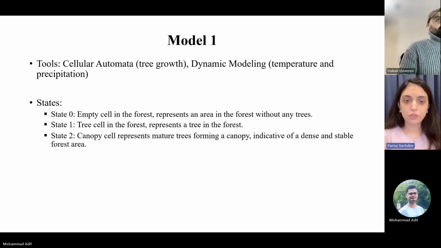Model 1 is going to be a rudimentary implementation of cellular automaton and dynamic modeling. The cellular automata will show the tree growth, and dynamic modeling will help us see how temperature and rain change according to the proportion of tree growth. The states in the cellular automaton are: state 0, where nothing is there, no tree; state 1, which represents a tree in the forest; and state 2, a canopy state, which defines how dense and how close the trees are together, creating a shade.